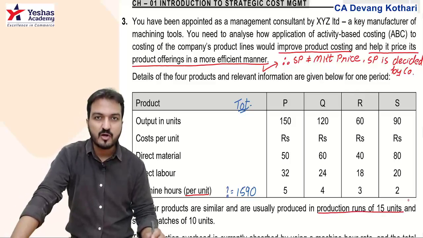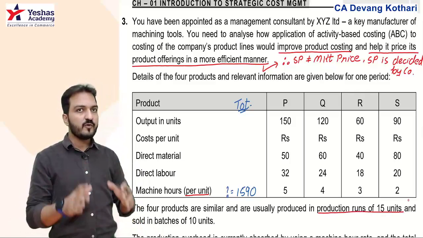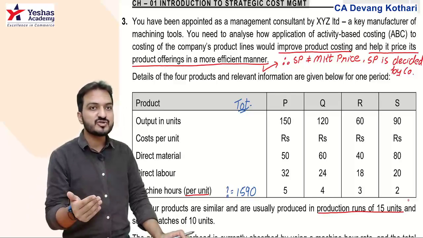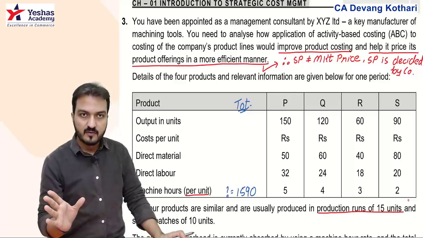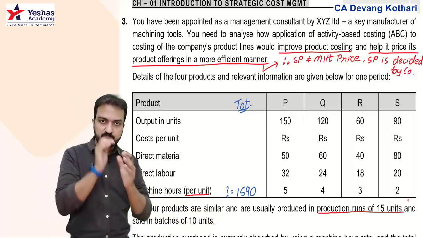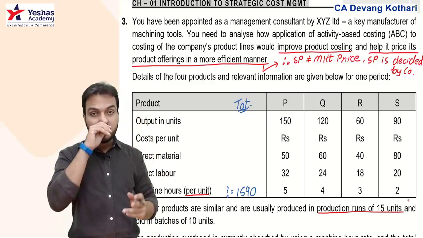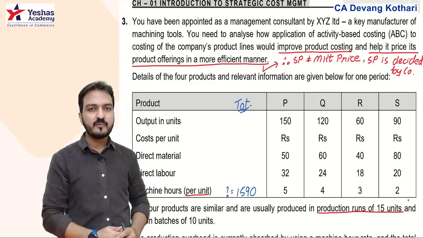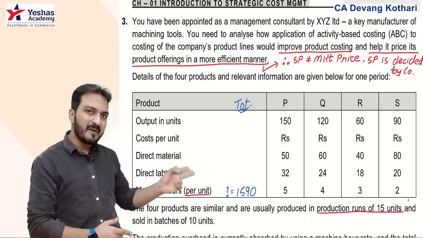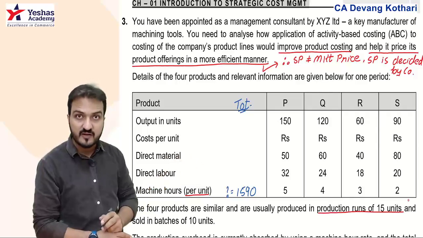Production runs of 15 units. So look, for each of the products, are you given the number of production runs? No. But you are told that my production run will be of batch size 15 units. Remember the first example that I had given you yesterday? That number of batches I have not given, but the batch size is given. Batch size for production is 15 units.